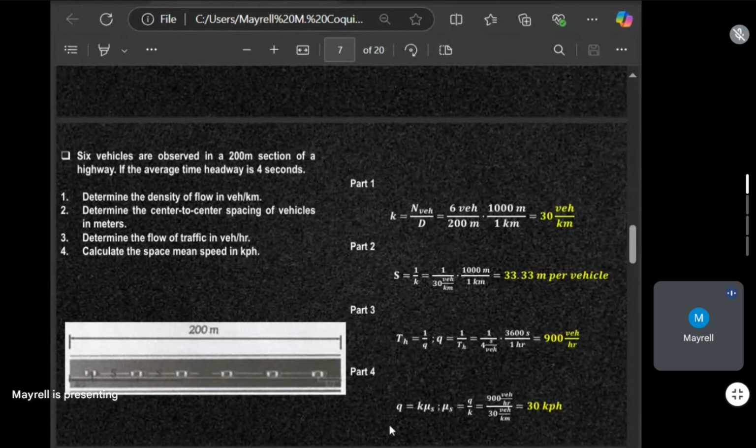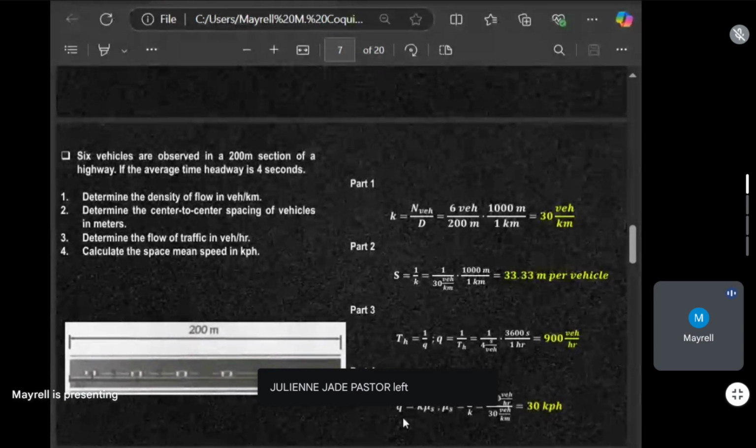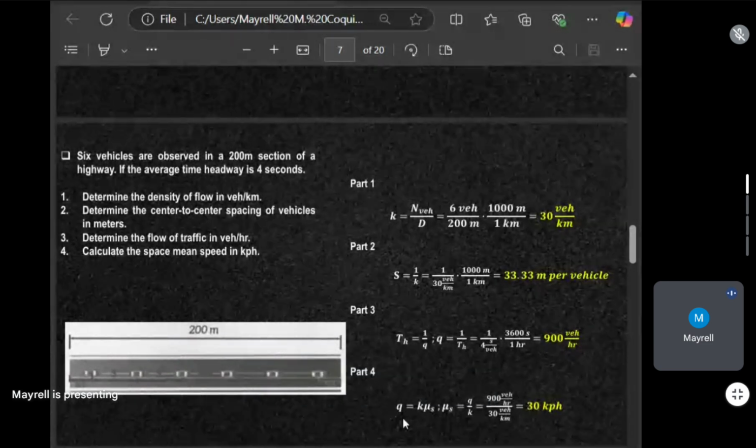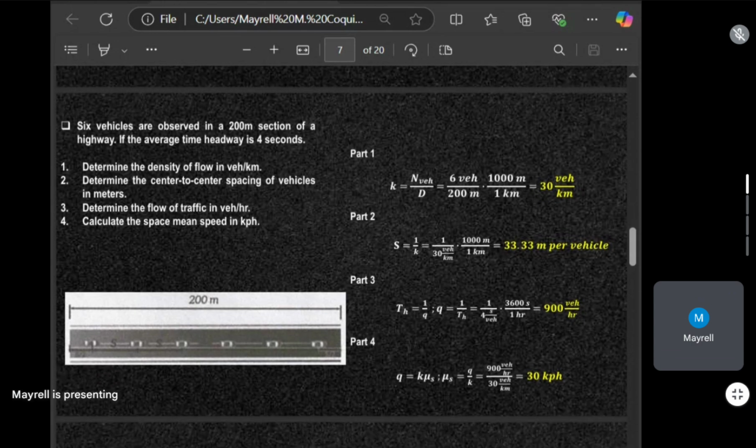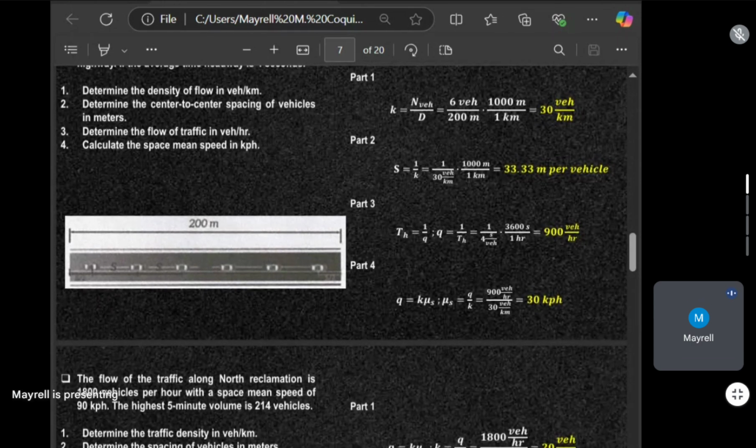Then part 4, you have the formula Q is equal to K times mu S. So mu S is Q over K. So it's 900 vehicles per hour over 30 vehicles per kilometer. So you have 30 kph for mu S. Okay, so next example.